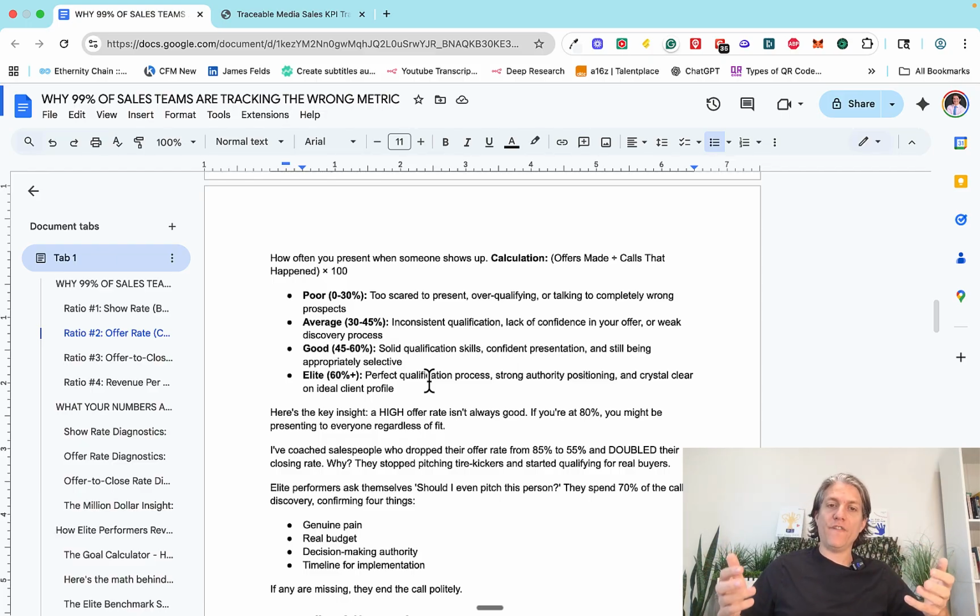Average, 30 to 45%: inconsistent qualification, lack of confidence in your offer, or a weak discovery process. Good, 45 to 60%: solid qualification skills, confident presentation, and still being appropriately selective. Elite, 60 plus: perfect qualification process, strong authority positioning, and crystal clear on ideal client profile. Again, take this with a grain of salt, because if you're offering everybody, it's not great, but you understand what's going on. Here's the key insight: a high offer rate isn't always good. If you're at 80%, you might be presenting to everyone regardless of the fit.